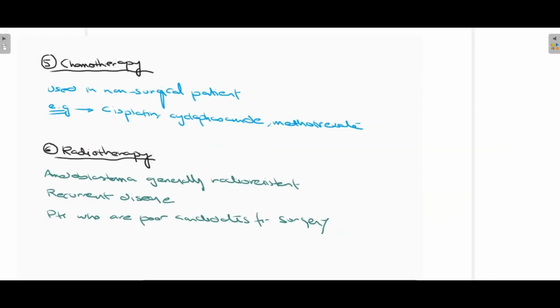Now, lastly, talking about the least commonly used treatment options, which are chemotherapy and radiotherapy. Chemotherapy is mostly used for patients where a non-surgical approach is taken, and some commonly used drugs include cisplatin, cyclophosphamide, and methotrexate. Radiotherapy generally is not used for patients suffering from ameloblastoma because ameloblastoma is generally radioresistant. Radiotherapy doesn't work that well in ameloblastoma. Radiotherapy is also used when there is recurrent disease in a patient, and lastly in those patients where surgery is not possible or is even contraindicated.